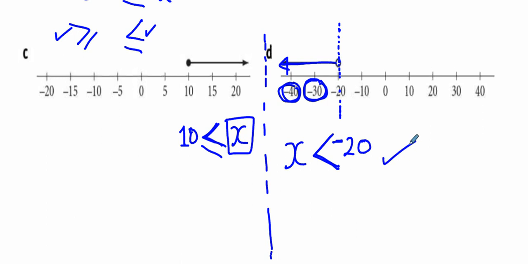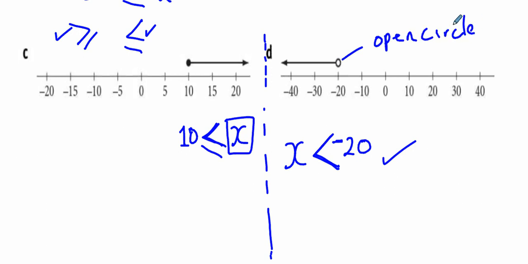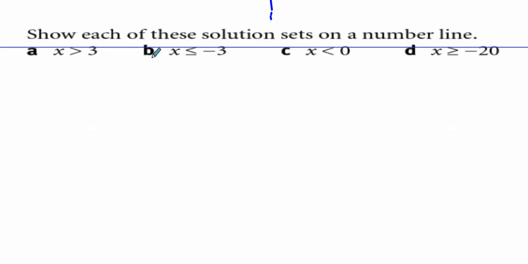Okay, now why did I use less than and not less than or equal to? It is because you can see something which I was talking about, an open circle. This is an open circle. All right, hope that is clear.